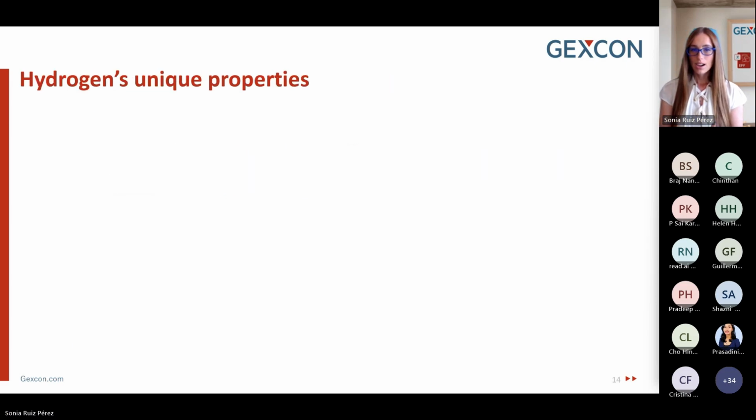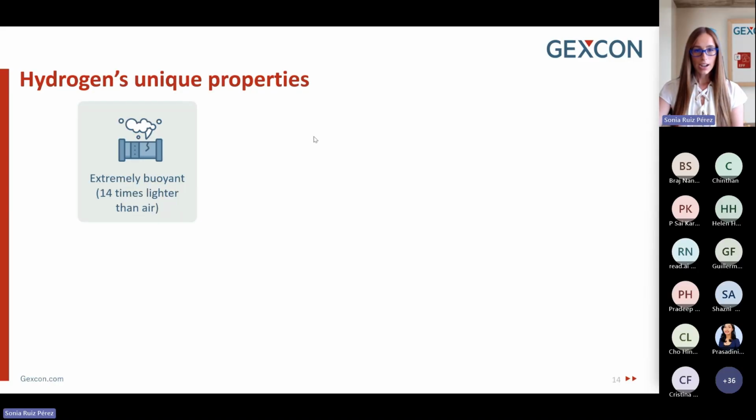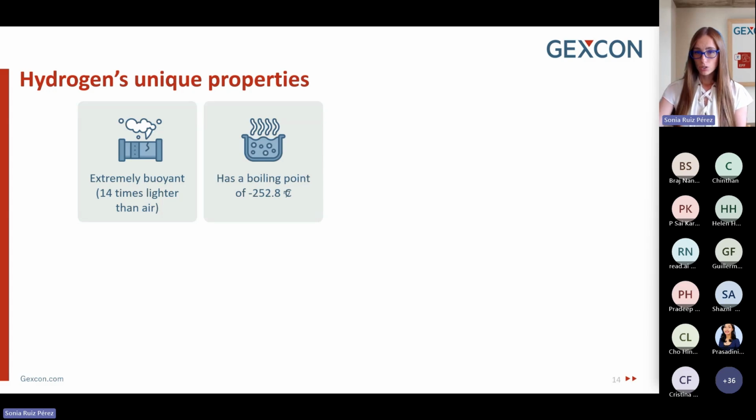Hydrogen, while promising, presents unique safety challenges, which are very important for us to understand in order to ensure safe processes. First of all, hydrogen is a highly buoyant molecule, and it typically rises quickly when released, yet in its very cold liquid form, it can behave like a dense gas. Liquefying hydrogen requires extreme low temperatures, close to absolute zero, adding complexity to its storage and transport.